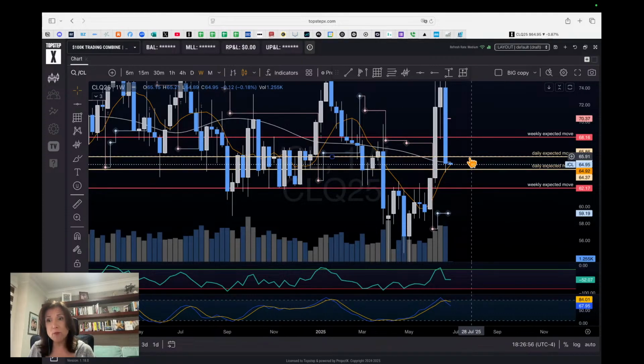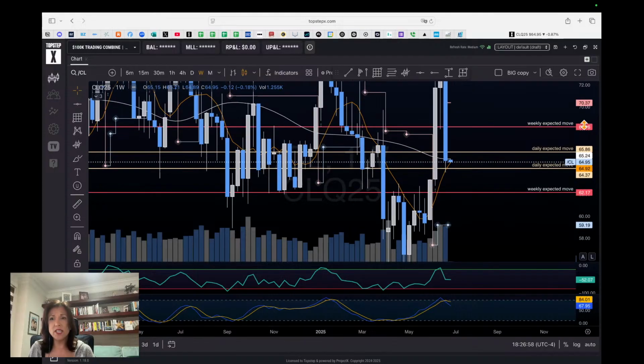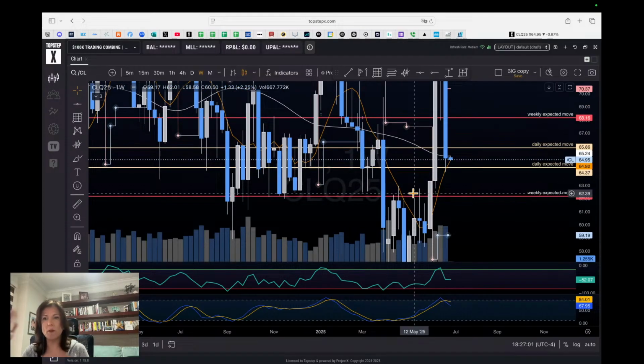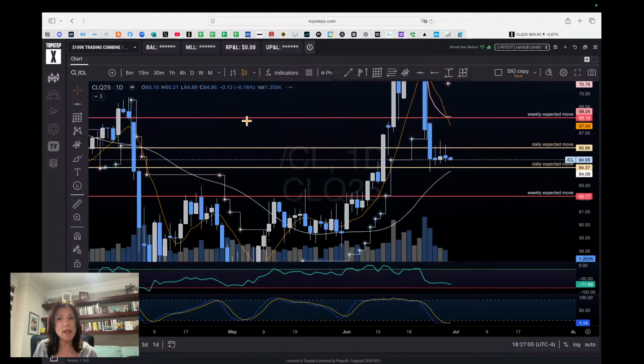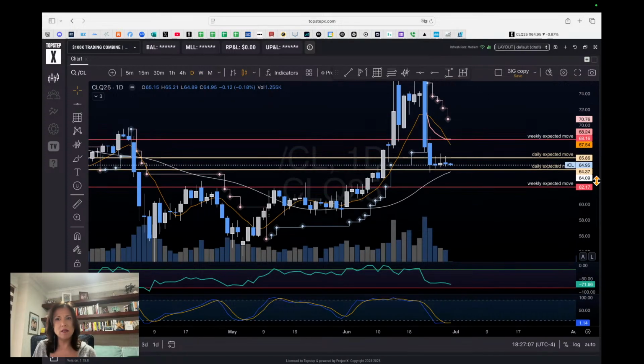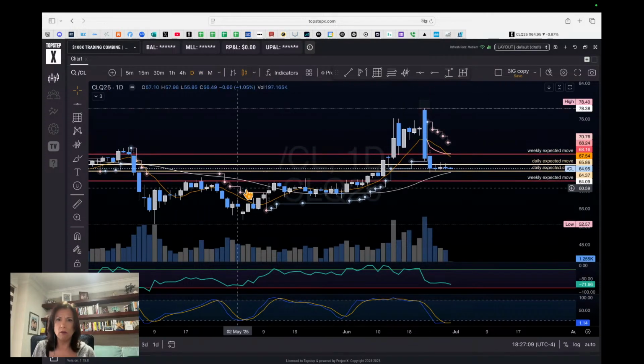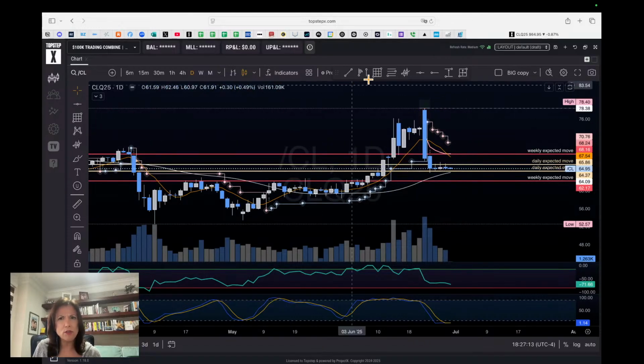High of the daily expected move, 65.86. Low of the expected move, 64.37. We go to the daily. You can see that the traders are looking to pull back a lot. Let's do a Fibonacci here.